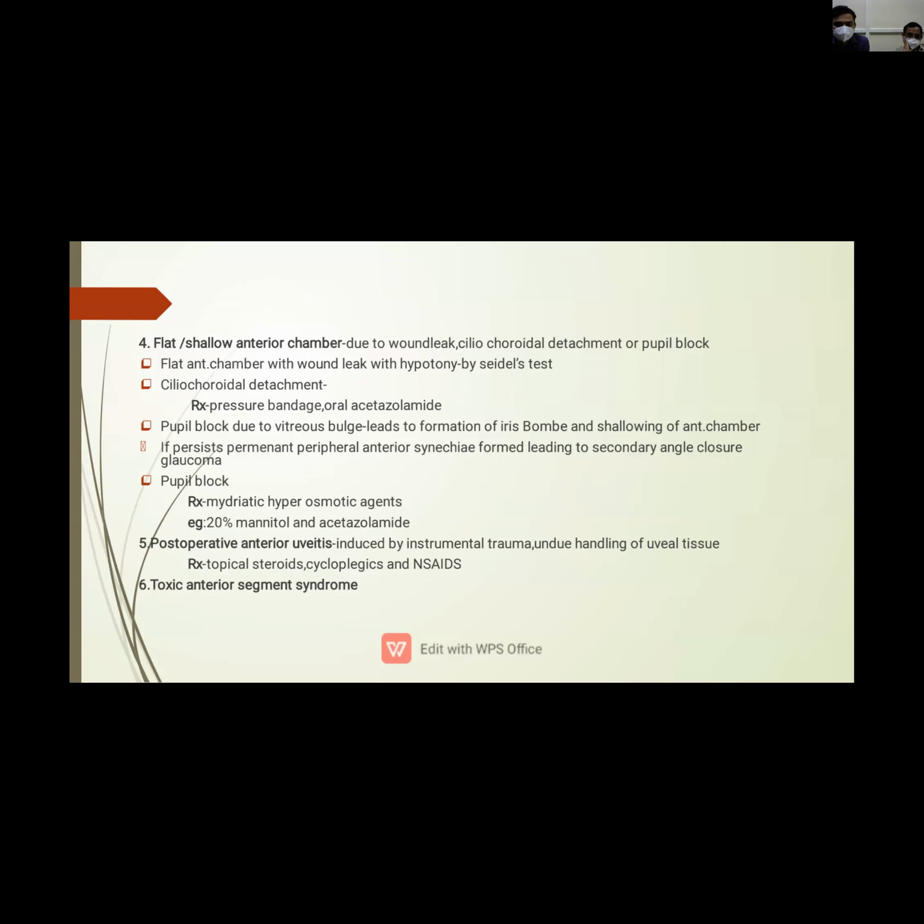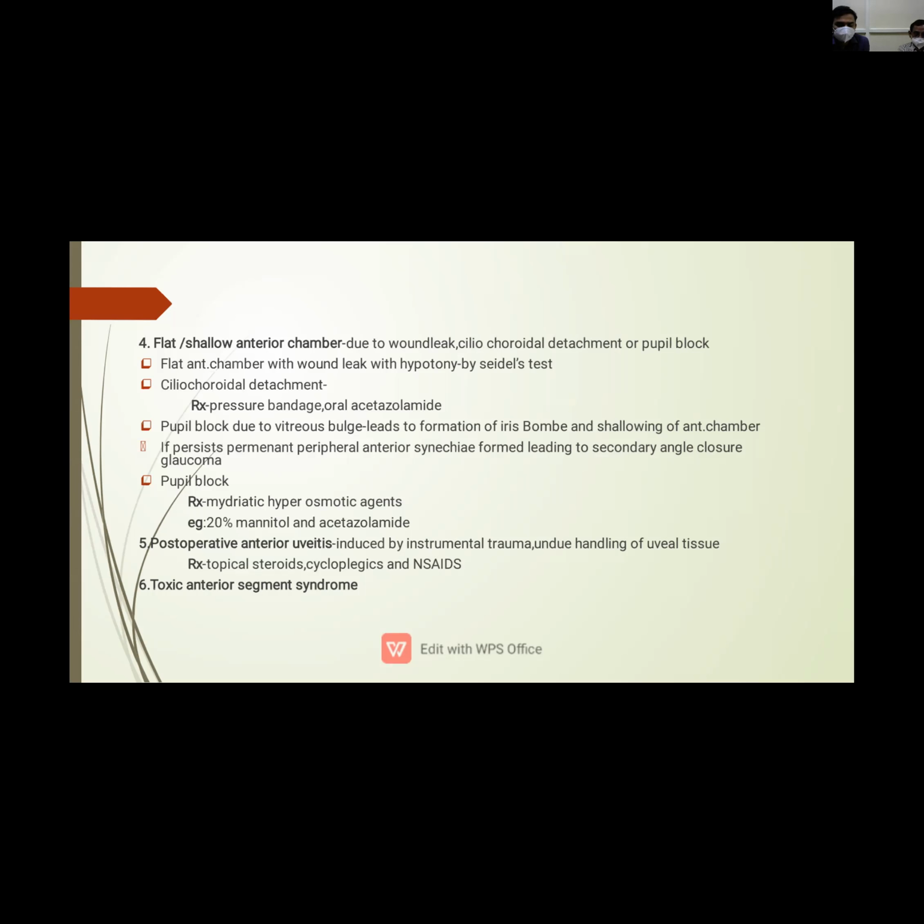Ciliochoroidal detachment can be managed by immediate pressure bandage or oral acetazolamide. Pupil block due to vitreous bulge leads to the formation of iris bombe and shallowing of anterior chamber. If it persists, permanent peripheral anterior synechiae form, leading to secondary angle closure glaucoma. In pupil block, we will use mydriatics, hyperosmotic agents like 20% mannitol, and acetazolamide.